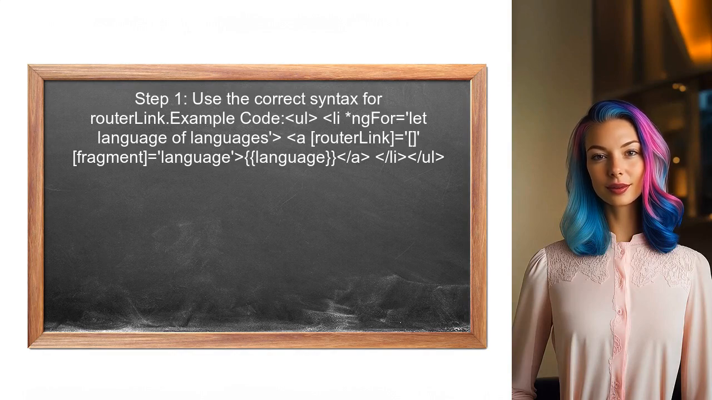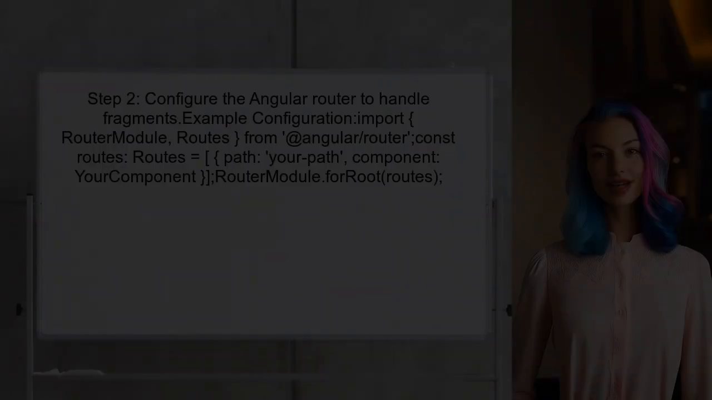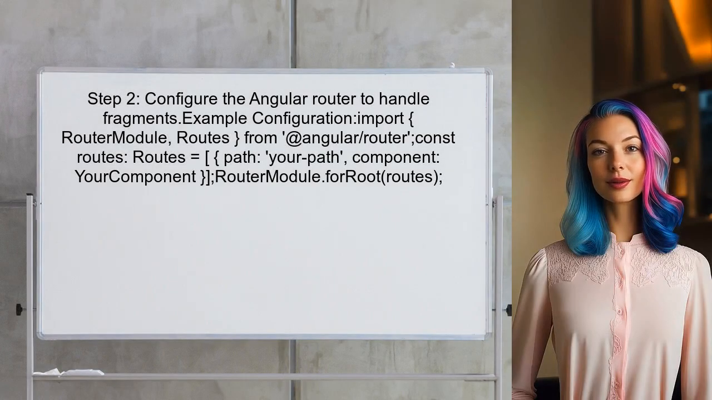To achieve the desired functionality with Angular's RouterLink, the user should first ensure that they are using the correct syntax for the RouterLink directive. Instead of using string concatenation, they can utilize an array format. Next, the user needs to ensure that the router is properly configured to handle fragments. This means setting up the Angular router to recognize and navigate to the specified fragment when a link is clicked.